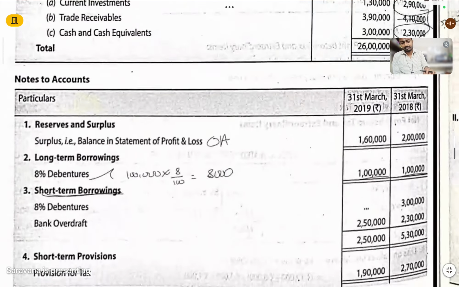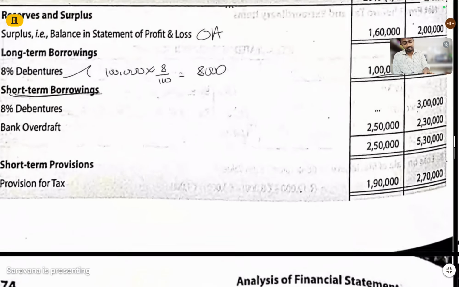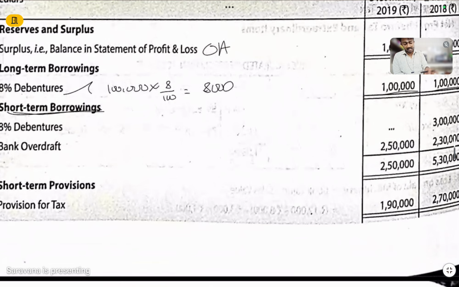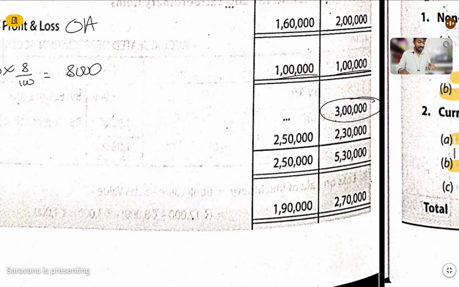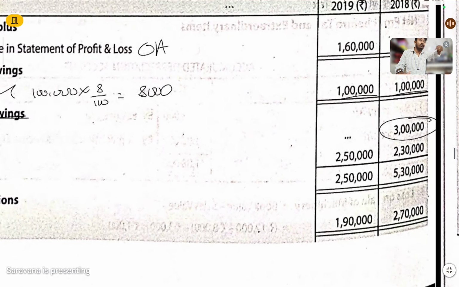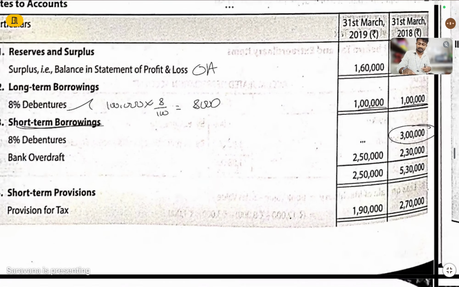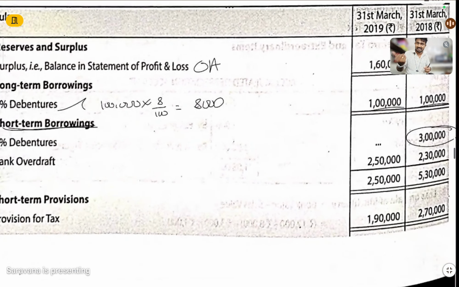So how to find that the adjustment given is for long term or short term? Go and see. Previous year 3 lakhs is there. Very good question. He is asking that one of the debentures were redeemed. Here there are two debentures. So how we will come to know which debentures was redeemed? That one you are asking.